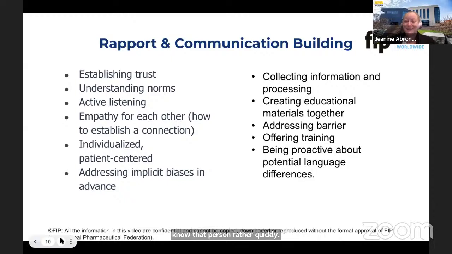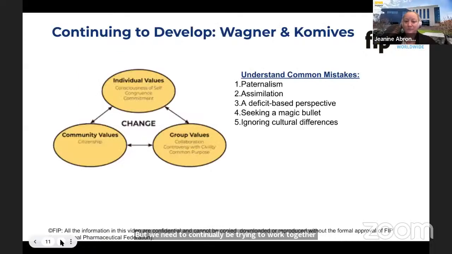But Deb mentioned that really has to do a lot with that empathy we have for each other, recognizing the own lenses and biases that we have, and thinking about how we're collecting and processing information, addressing barriers, and then again being proactive. And that trust needs to continue over time. So again, it's not something I always say with mobile clinic that we can develop trust and then we've got it and then just call it a day and we move on. But we need to continually be trying to work together in that approach.